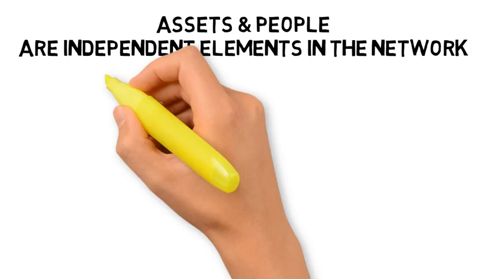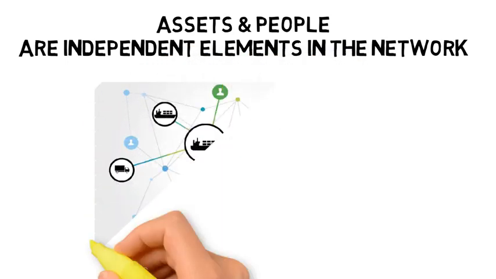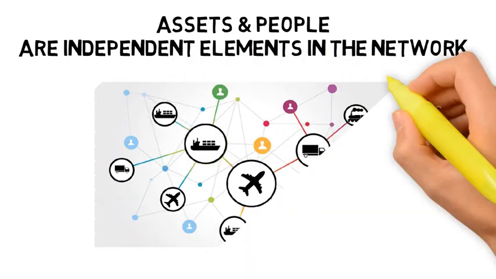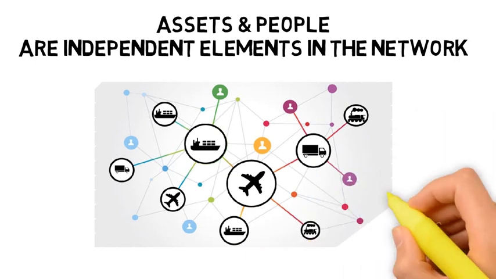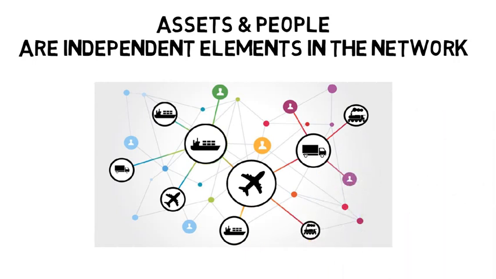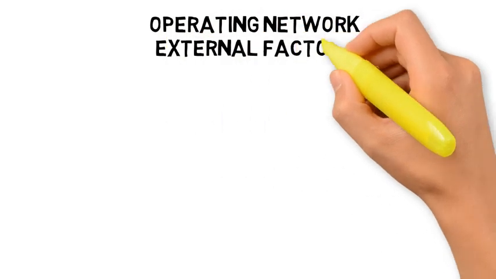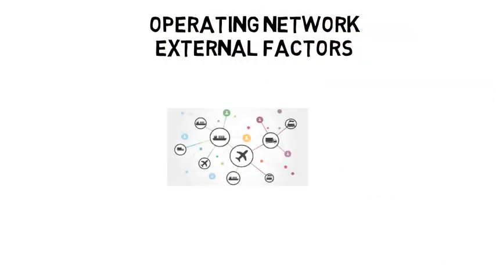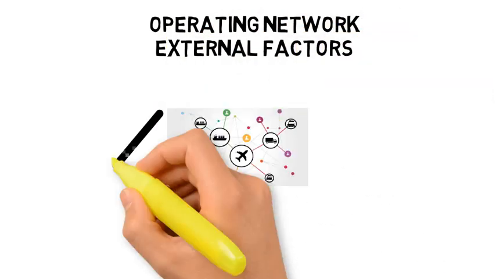The carrier's assets and people are interdependent elements in the network. Both elements must work together to accomplish the delivery of shippers' freight. Technology is often the link that connects both. An operating network is subject to influence by many external factors.